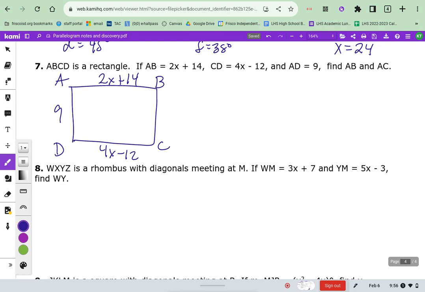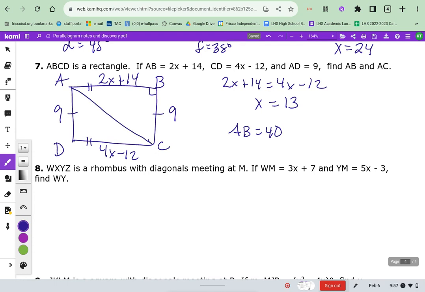First of all, since these are congruent, I know that BC is also 9, so I like to fill in missing information. I also know that AB and DC are congruent, so I can say 2x plus 14 equals 4x minus 12. When you solve for x, you get x equals 13. And when you plug back in, you get that AB equals 40. And then if you're solving for AC, AC is a diagonal, so you can use the Pythagorean theorem to solve for AC. Using the Pythagorean theorem, you get that AC equals 41.